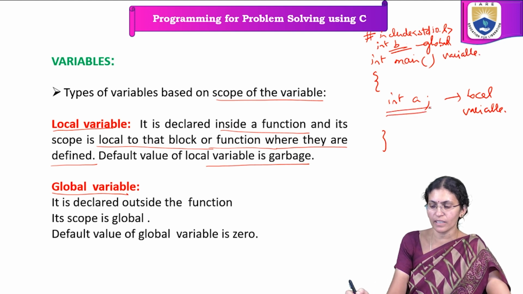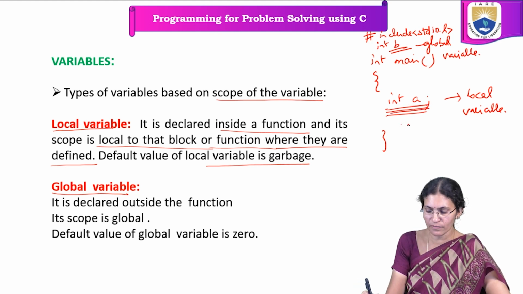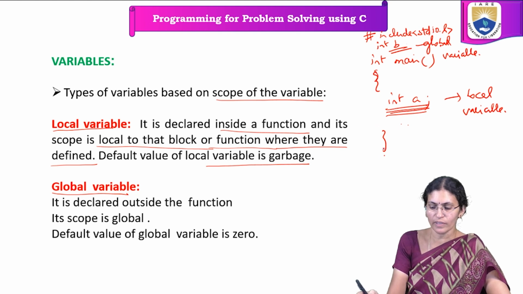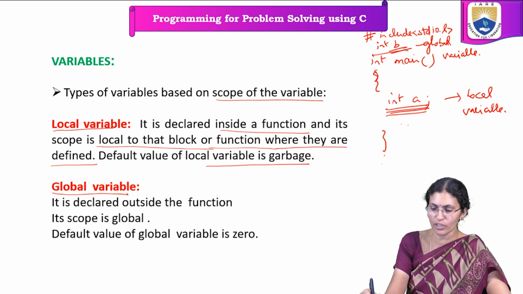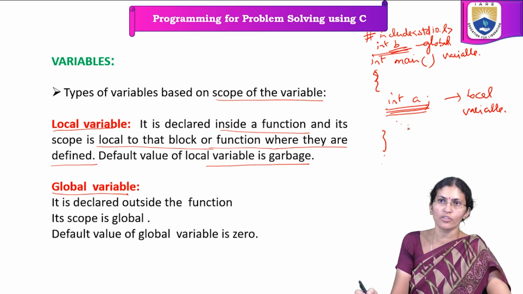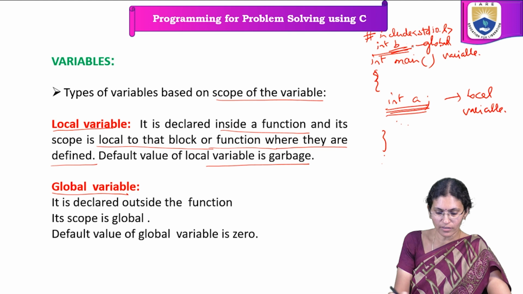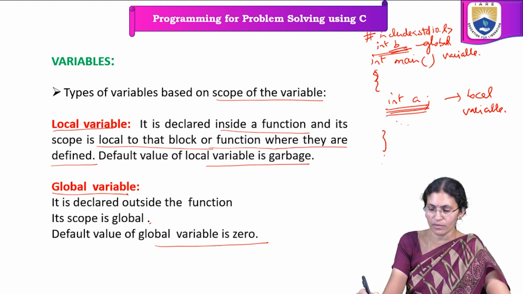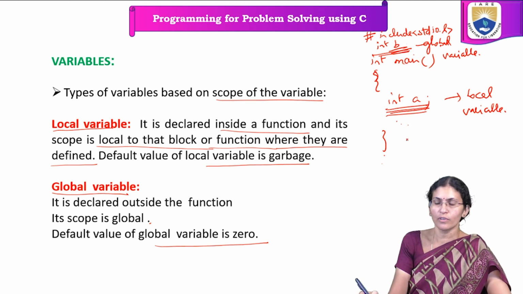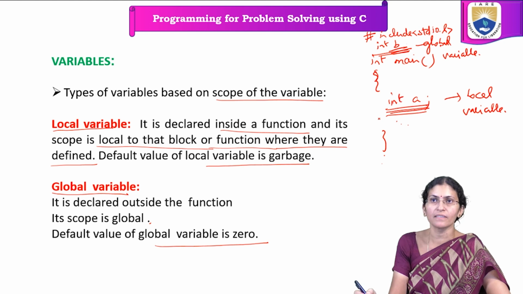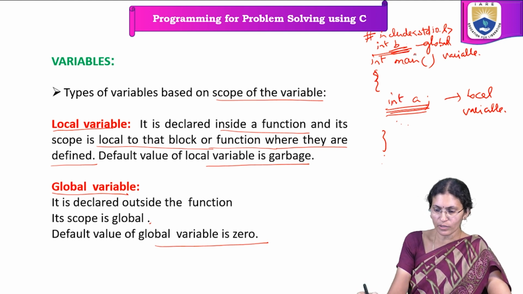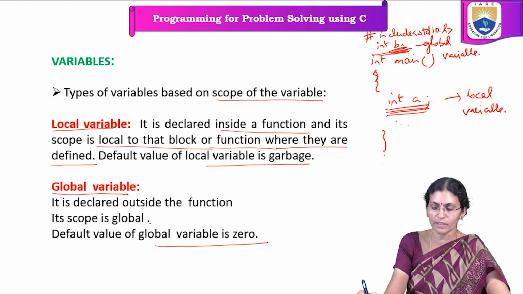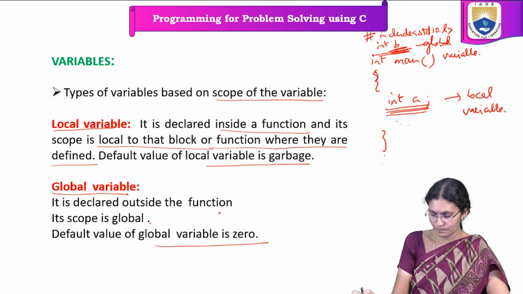Whereas the variable which we declare inside the function is a local variable. This particular variable can be accessed inside this function only. We cannot access it outside the function, whereas this global variable can be accessed inside the function also. It is declared outside the function, so its scope is global. The default value of a global variable is 0. Generally we declare a variable as global so that we can access it in many of the functions. If you don't assign any value to it and you try to print the value of b, you will get 0.